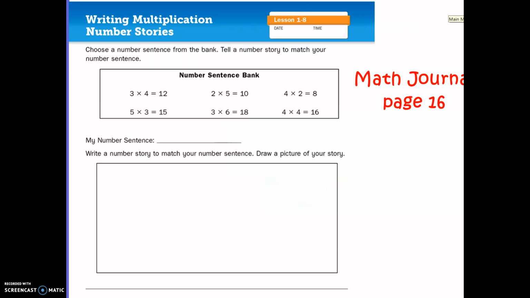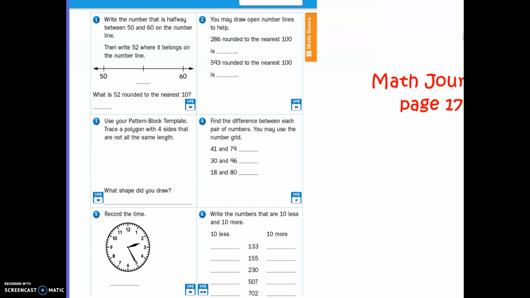Okay, now you could do, with help from moms and dads or somebody at home, Math Journal page 16, take a number sentence and then write a story like I did. You can look back at the different frames here to get the examples from stories. And then page 17 in your math journal are your math boxes that you can go do for some practice and review.